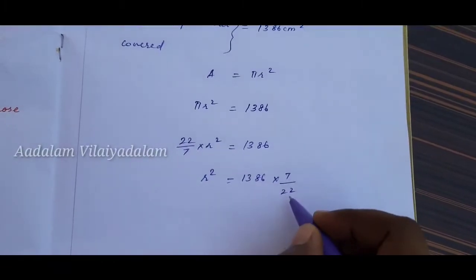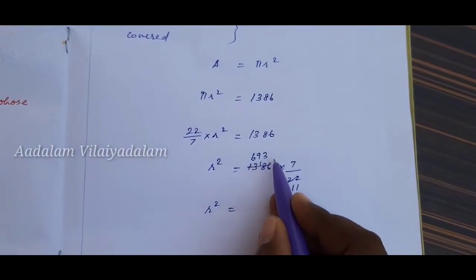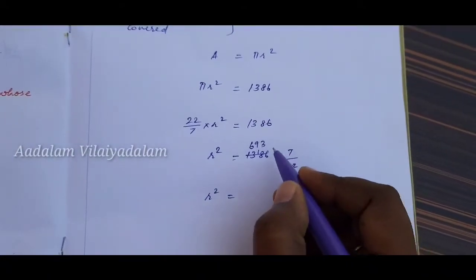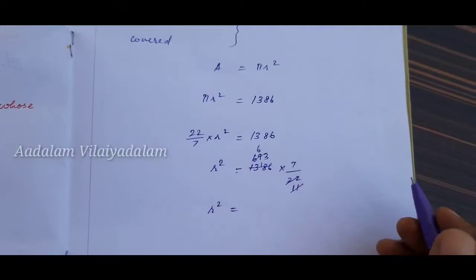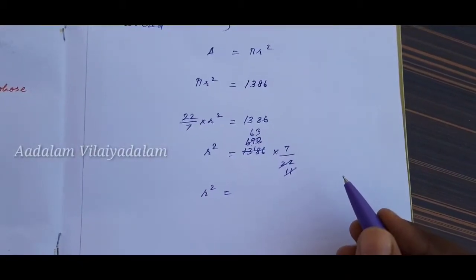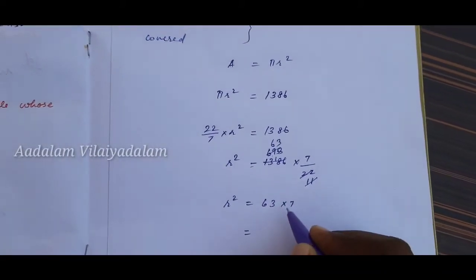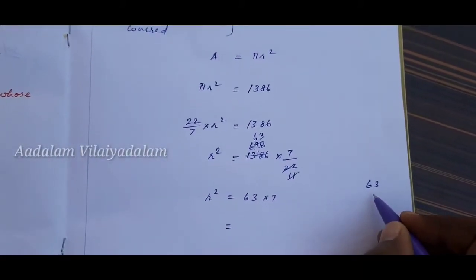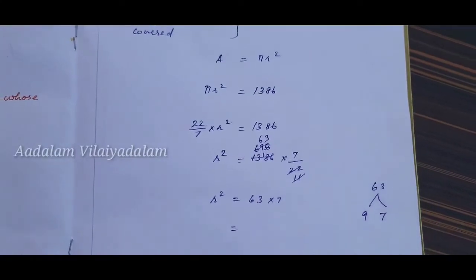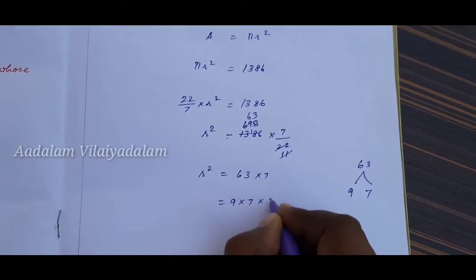Now the cancellation of 1386 by 22, 693 into 7 divided by 11. Then again if we cancel it by 11 table, we will get 6 times of 66, balance 3 will become 33. Then 3 times we will get it. Now we can write the remaining value 63 into 7. Now if we factorize this value, 9 7s are 63 or 7 9s are 63, so therefore 9 into 7 we can write.